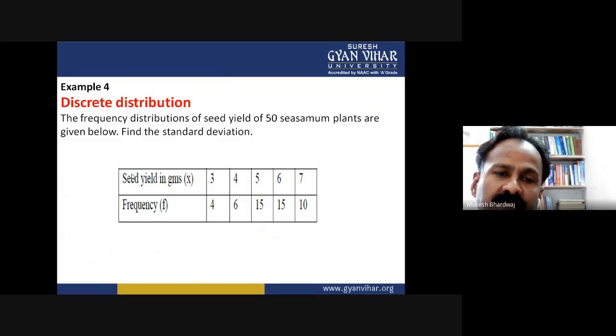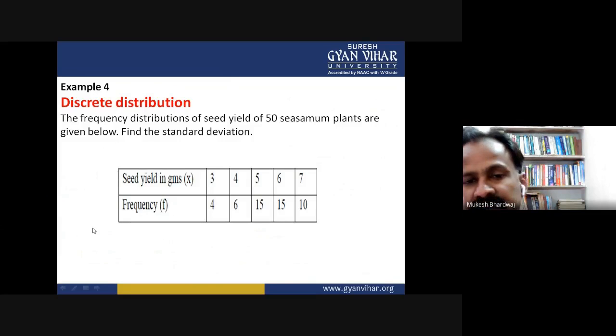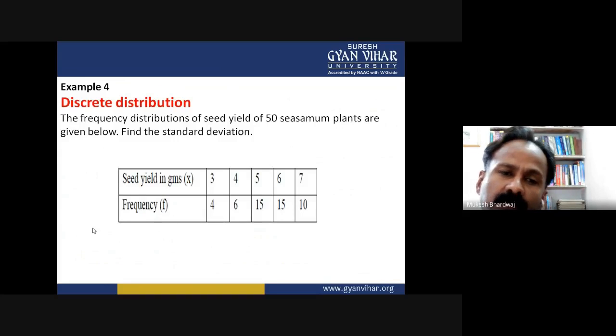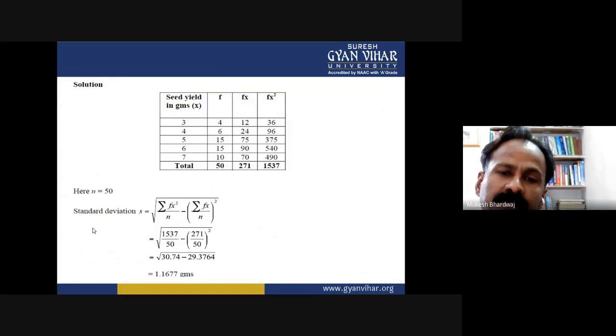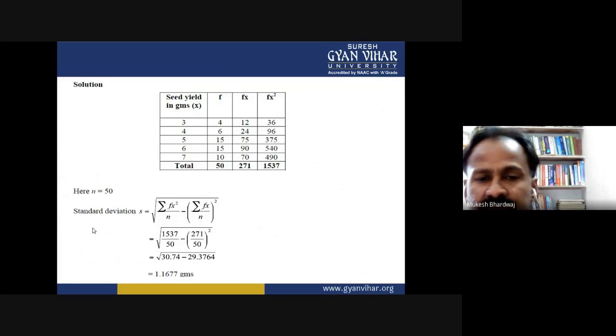Now the standard deviation for frequency distribution type data, or discrete distribution type data. The seed yield in grams 3, 4, 5, 6, 7 and the frequency 4, 6, 15, 15, 10 is given to you. Now use the formula, create the table, introduce the columns in the table according to the formula, and do the summation of all the data in the last row, that is the total. When we add the frequency, it comes out to be 50, the total number of observations. The value of n is 50. Put all the values in the formula. Finally, you get the solution, which comes out to be 1.1677 grams, the standard deviation for the given discrete distribution type data.